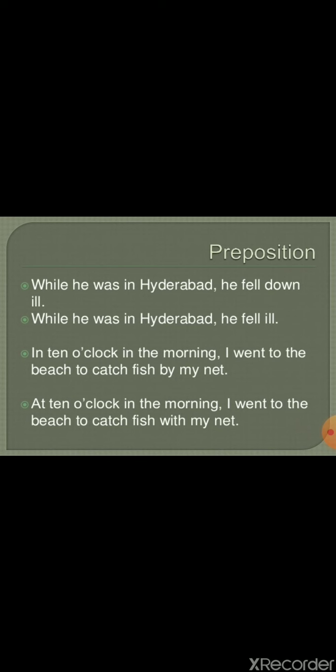I tell you the trick, the tip of finding the error, how you can find the error. First point, you need to be well versed in your technical grammar. And second point, your speaking and reading skills should be perfect so that when you read the sentence, you catch the error. I went to the beach to catch fish with my net, not by my net, because net is an object here, and an object always comes with the preposition with. Okay?